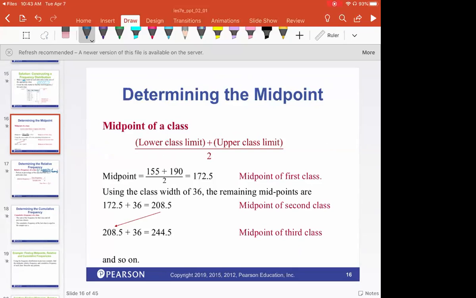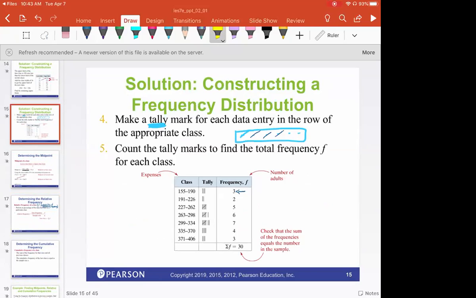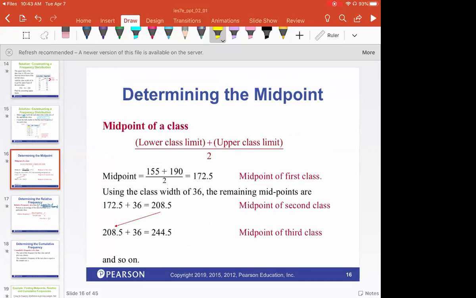Determining the midpoint. So, the midpoint of a class. The midpoint of a class is made up by your lower class limit plus your upper class limit and dividing it by 2. That makes sense, right? So for each class, we add them and divide by 2, and that gives us a midpoint. So using the width of 36, you can find the remaining midpoints for each class because each one will have the same difference.